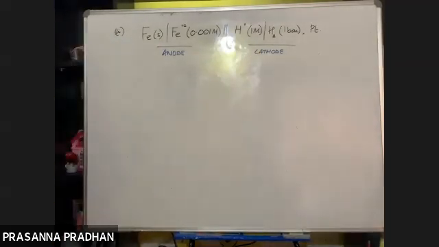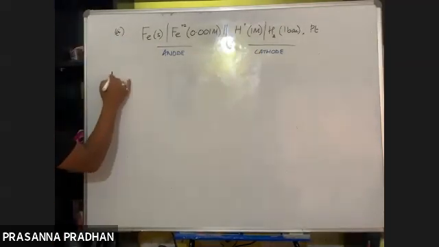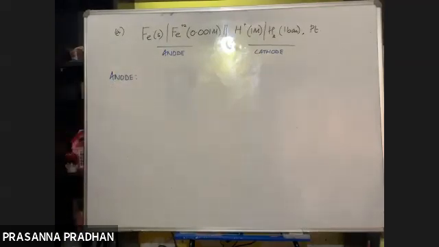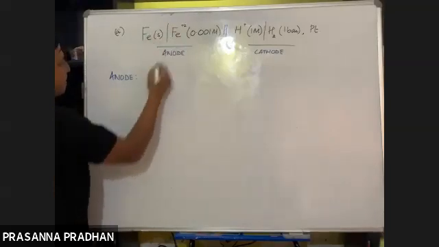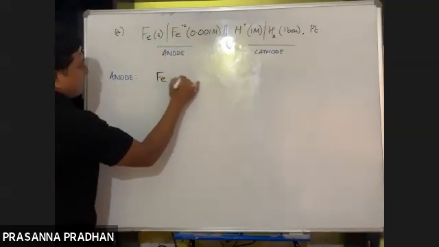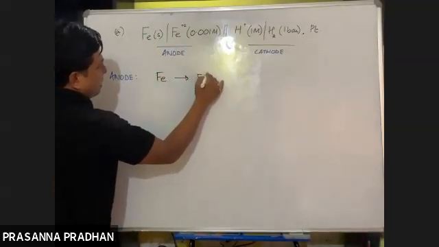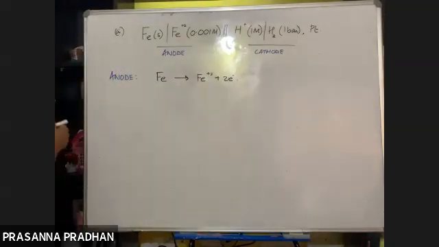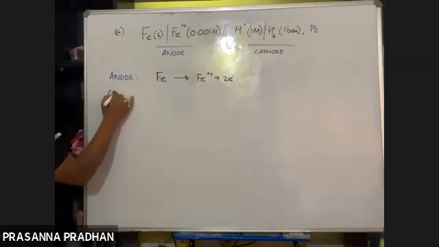Let me explain it. Now let us write down the reaction taking place at the anode compartment. So what happens at the anode? Oxidation. It's given here, iron is getting oxidized to Fe dipositive by losing 2 electrons. So this is the reaction which takes place at the anode. So again we have the cathode.